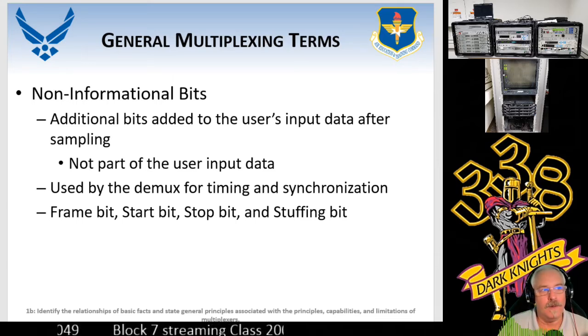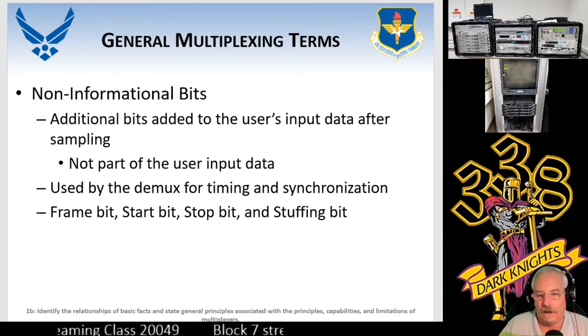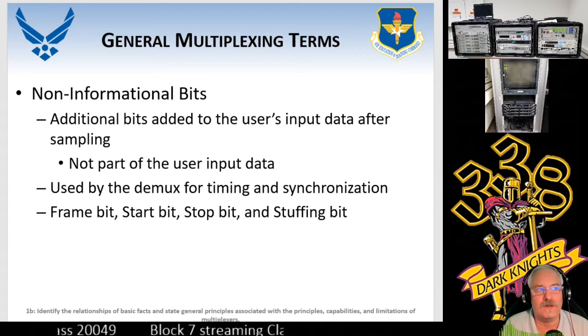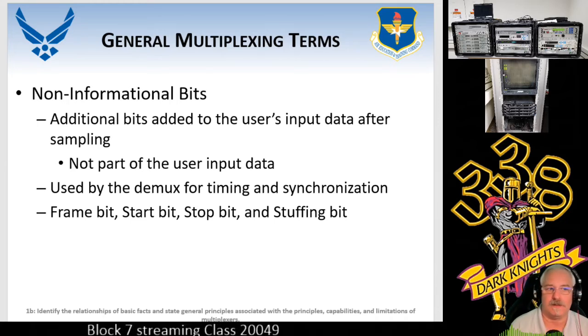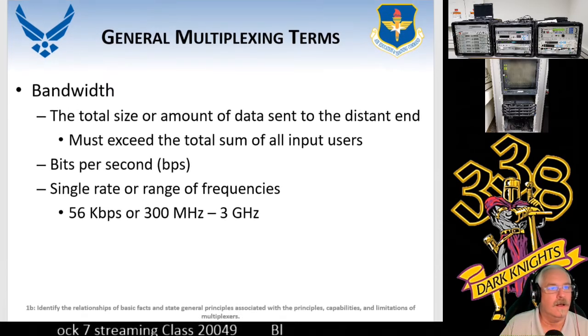You have non-information bits. This is not part of the intelligence. What does it mean by the intelligence? Well, if you got an 8-bit word, that's considered the intelligence. What goes before it, what goes after it, is considered the non-information. In other words, not part of the intelligence. Examples of this are framing bit, start bit, stop bit, and stuffing bit. We'll get into each one of these a little bit later.